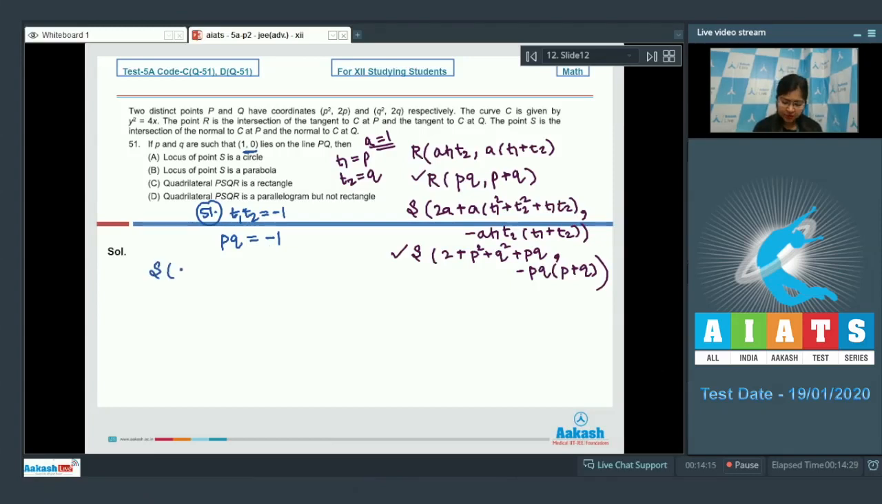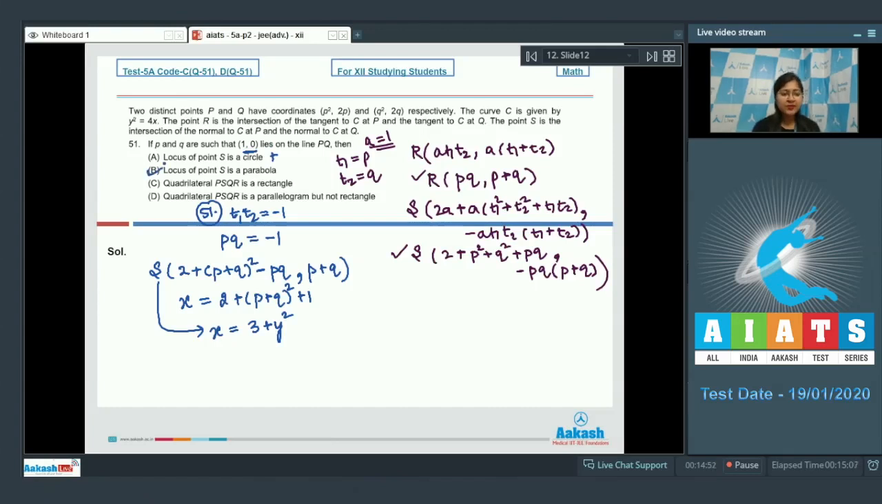Now S is 2 plus, now this can be written as p plus q whole square minus pq, comma, minus pq into p plus q. So X coordinate is 2 plus p plus q whole square minus pq, that is plus 1. And p plus q is the Y coordinate. So X is equal to 3 plus Y square. This is the locus of S. Now it says locus of S is a parabola. So this is incorrect and this is correct.